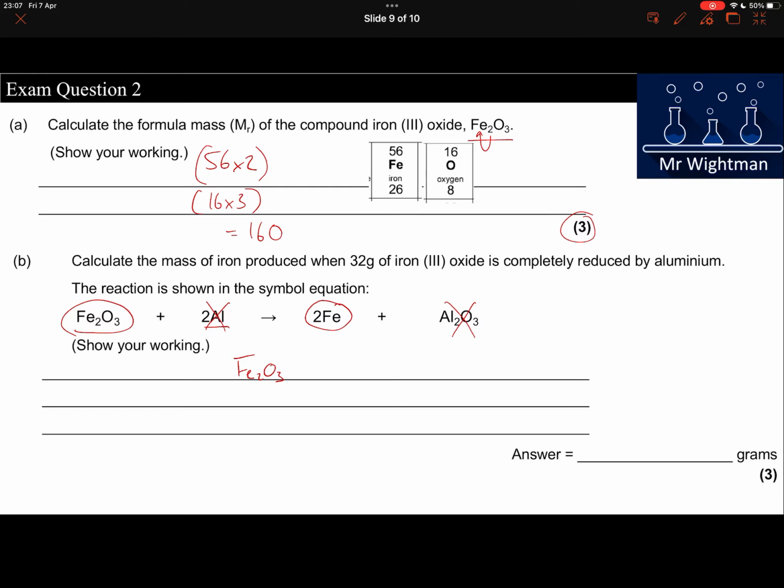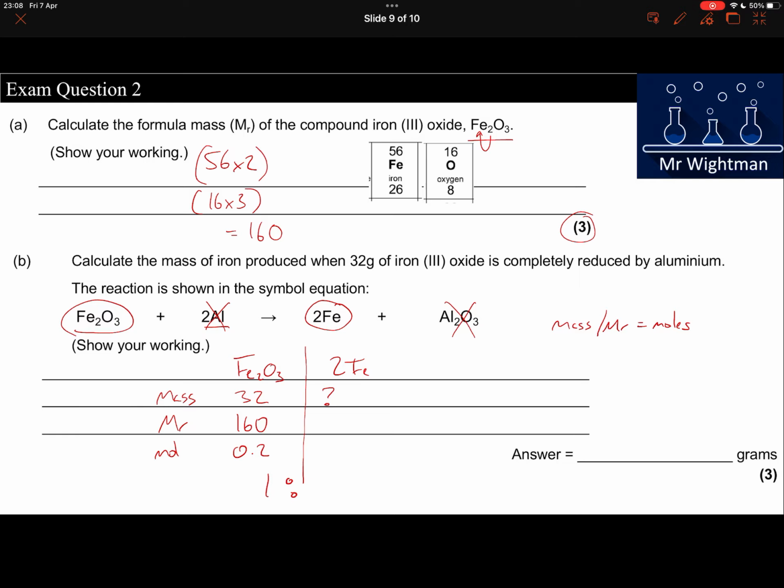So I could just write this down here and present it in a table if that helps. 32 grams of iron oxide. I haven't done a calculation yet, but got 32. And I'm trying to work out the iron. So I'm going to need to use the MR, which I calculated earlier, as 160. I can then use that to work out moles. So 32 divided by 160, because mass divided by MR is moles, will give me 0.2 of a mole.